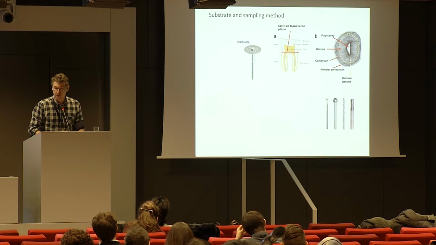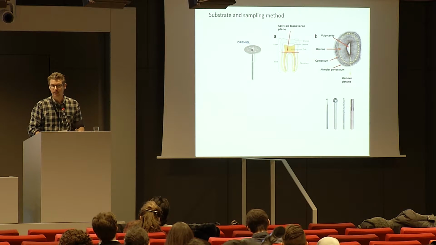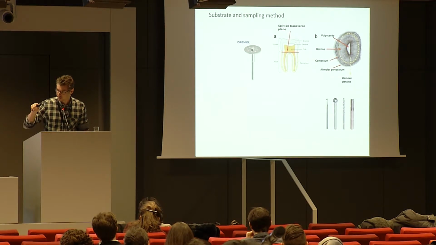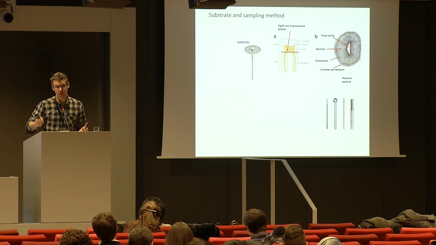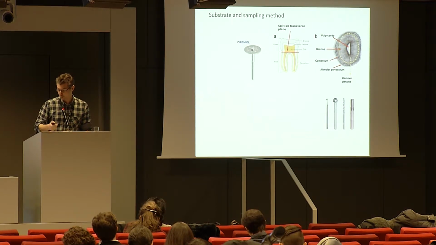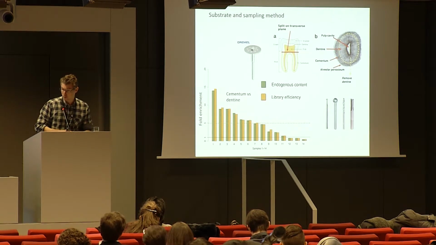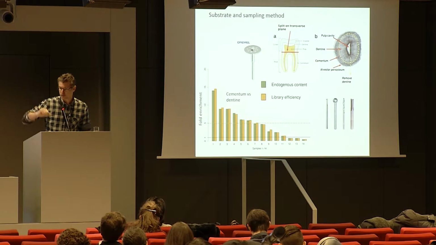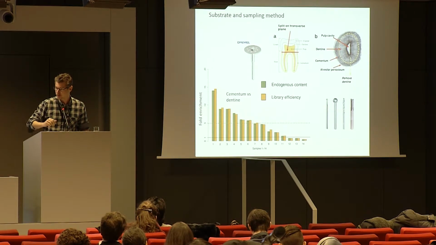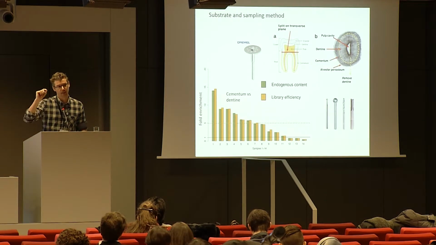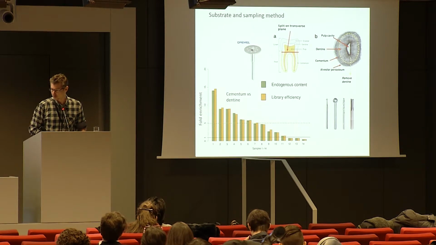It turned out to be a very stupid thing to do, because at some point we realized very, very late in the process that by targeting the outer layer of the tooth root, the cementum layer, it really increased this endogenous DNA content, in this case the human DNA content, quite a bit. This figure here is just showing that. On the y-axis you simply have fold enrichment, so how many times the sample is getting better when you're sampling the cementum compared to the dentine layer.